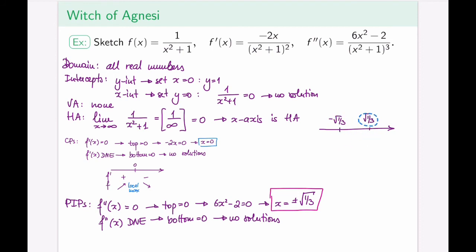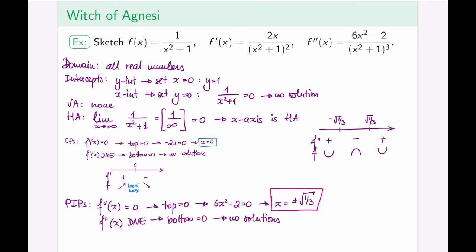Okay, and so that means that for the second derivative analysis, my number line is split into 3 pieces. So I'll plug in a point here, here, and here into the second derivative to figure out if it's positive or negative. So plugging that into the second derivative will yield positive, negative, positive, which means it's concave up, down, and up.